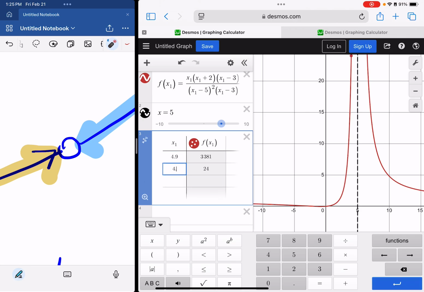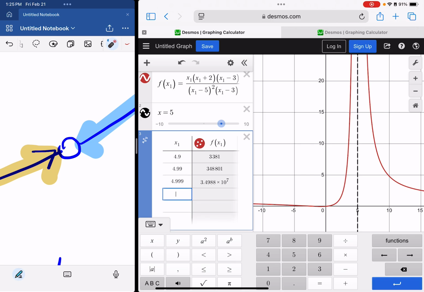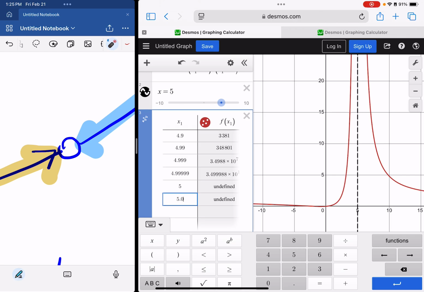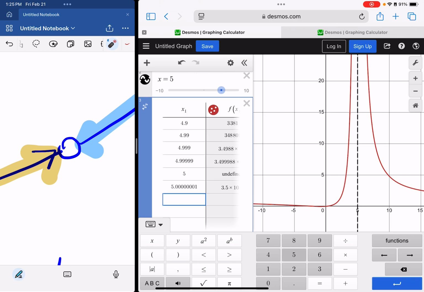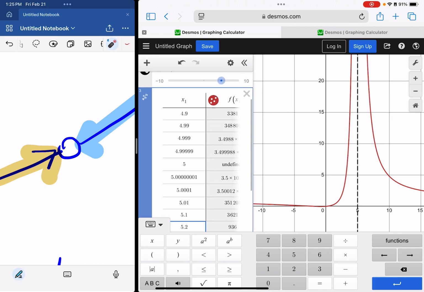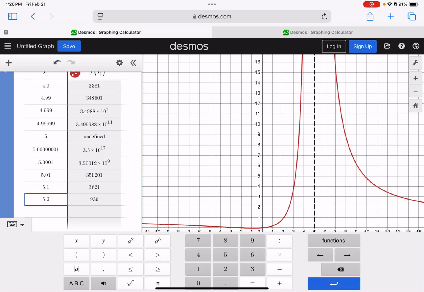4.9, 4.99, and just get closer and closer and closer. Then I see it's undefined, then go slightly past it. And you can see the pattern here. When we're looking at these values, it now moves into scientific notation. So remember when it says, for that 4.99999, times 10 to the 11th power? That means I would move my decimal place to the right 11 times. So therefore, we would have that huge number.